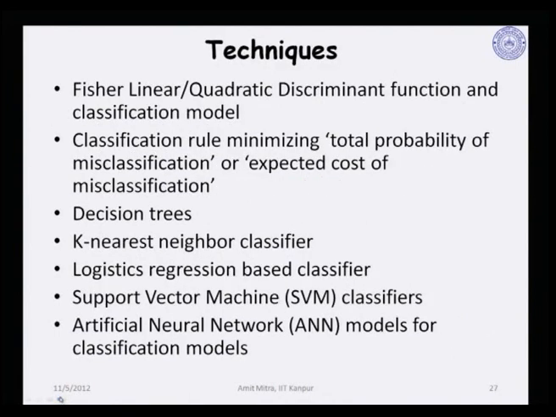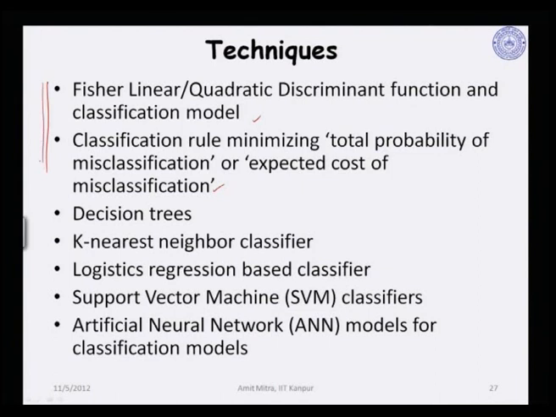Now let us look at some of the techniques: Fisher linear discriminant function, quadratic discriminant function based classification models, and classification rules which look at a general approach defined by the total probability of misclassification and expected cost of misclassification. We will try to look at what type of statistical models would be in place when we are looking at such paradigms. Now these are classical methods of discriminant analysis and classification.